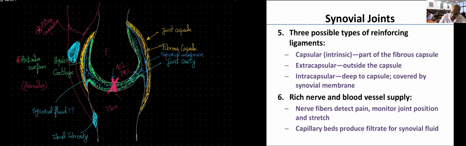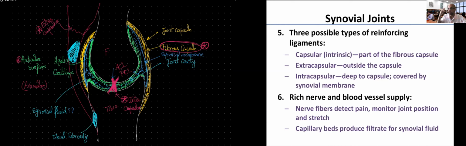So you've got here ligaments attaching the two bones inside the joint space. This is my intracapsular reinforcement. I have muscles and tendons traveling from outside, attaching the bones together. This is an extracapsular reinforcement. And I have the fibrous capsule on here. This fibrous capsule is also going to be attaching the two bones together. It's so dense that it actually reinforces the joint. So we call this a capsular reinforcement.